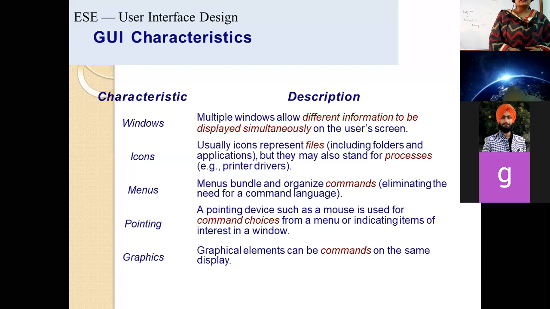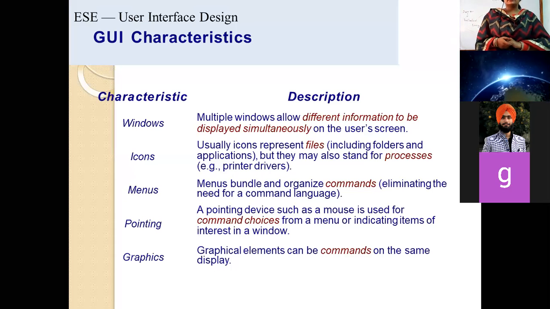Next is icons. Usually an icon represents a file, including folders and applications, but it may also stand for processes like a print driver. So icons should be such that from the icon we can understand the operations we can do with those icons.